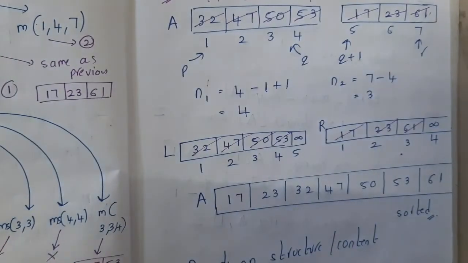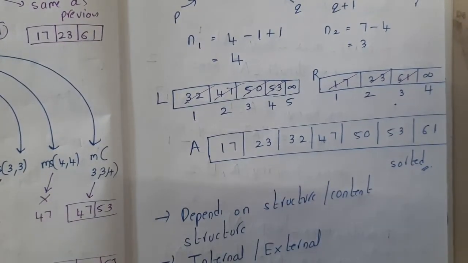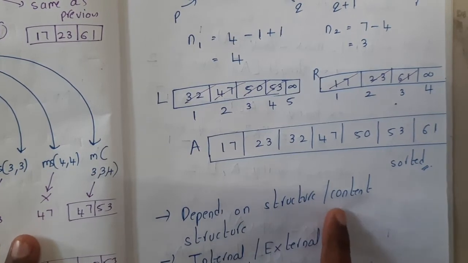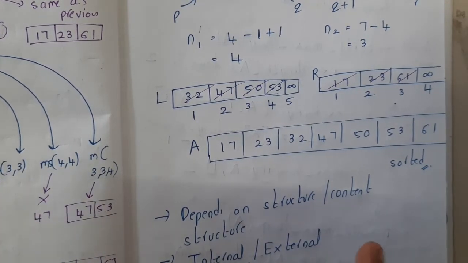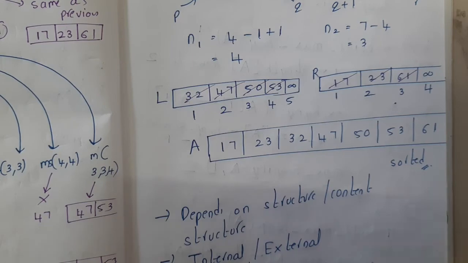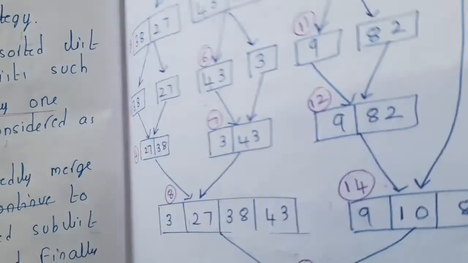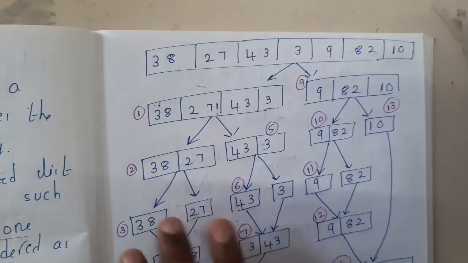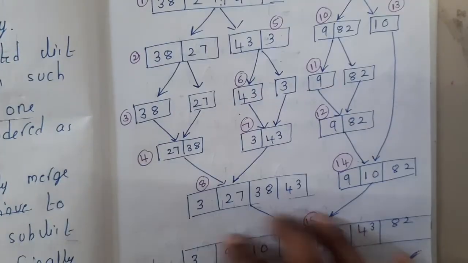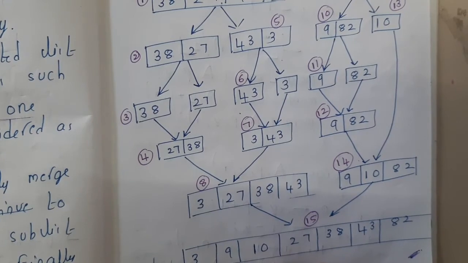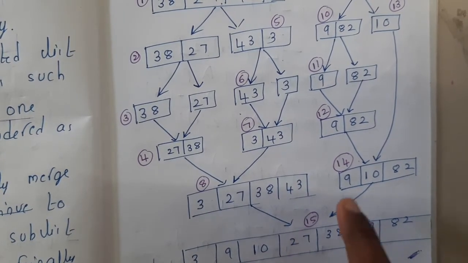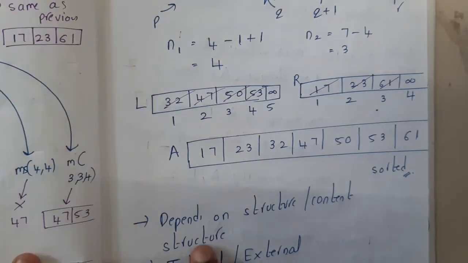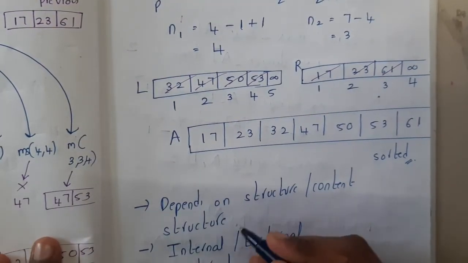Now let us continue with the last part, that is nothing but our questions. Is it depending on structure or content? The major disadvantage with merge sort is that if I give a sorted array, it will start breaking it until one element is there and then start combining them. That is really funny, but it will do it. That is the major thing with merge sort, and that is why it depends completely on structure.